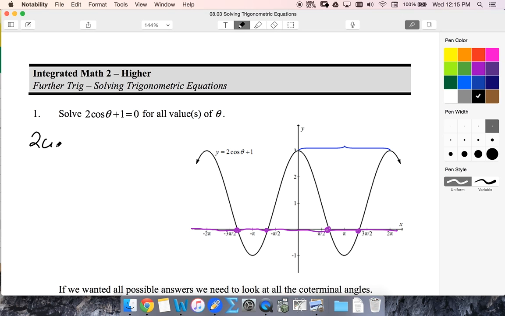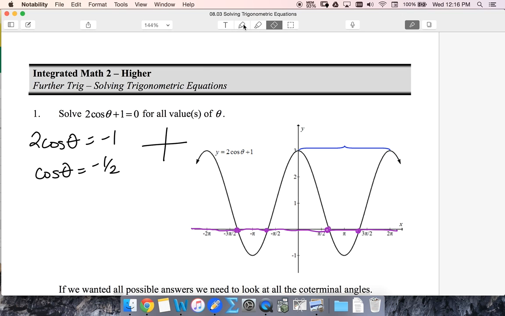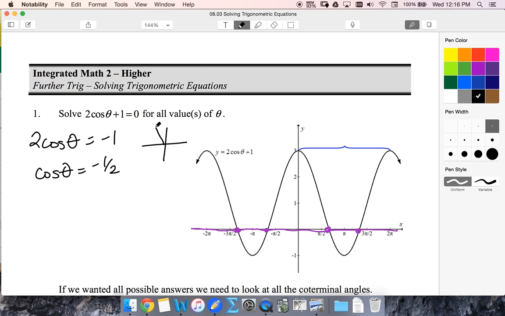So I'm going to say 2 cos theta equals negative 1. That means cos theta is negative 1/2. This is one of my trig identities. I know that cosine of theta is equal to negative 1/2. So cosine theta negative 1/2 is the tall angle in quadrant 2 and 3. So up here and down here.